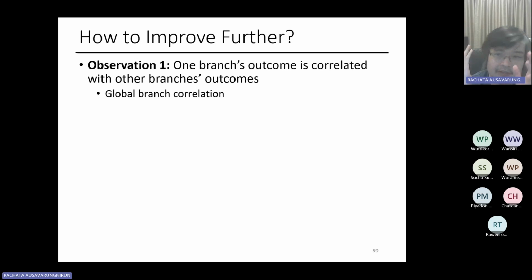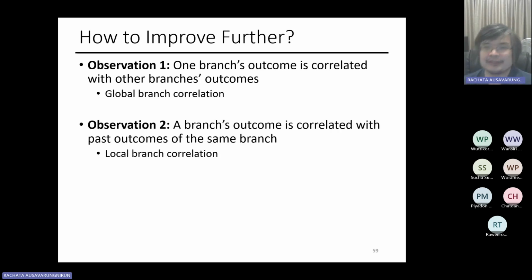Here are a few observations from the previous literature that looked into branch prediction. The first observation is that the outcome of one branch usually correlates with the outcome of other branches. We call this the global branch correlation. Basically, it means that if I try to predict the branch outcome of this branch, the outcome of that branch might affect it. There is not a dependency, but a correlation between the 2 branches.